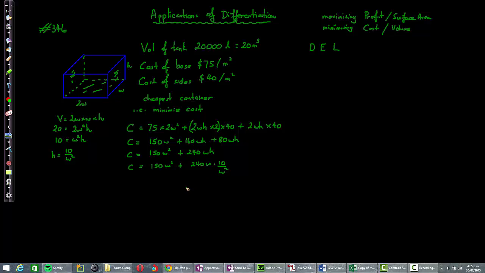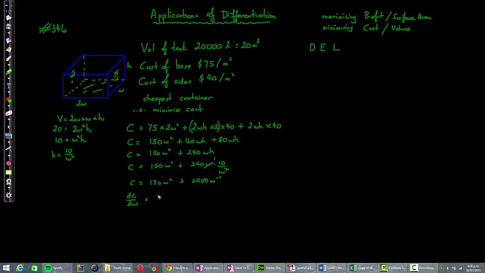Okay, so 2. And yep, a bit of simplifying we can do. 2,400 is 240 times 10. We have a common factor here, so we can cancel that. So I'm going to get 2,400 over w, which I might write as w to the power of -1, because it makes it easier to derive. Okay, so one equation for cost in terms of one variable. Great. So now we can derive with respect to w.